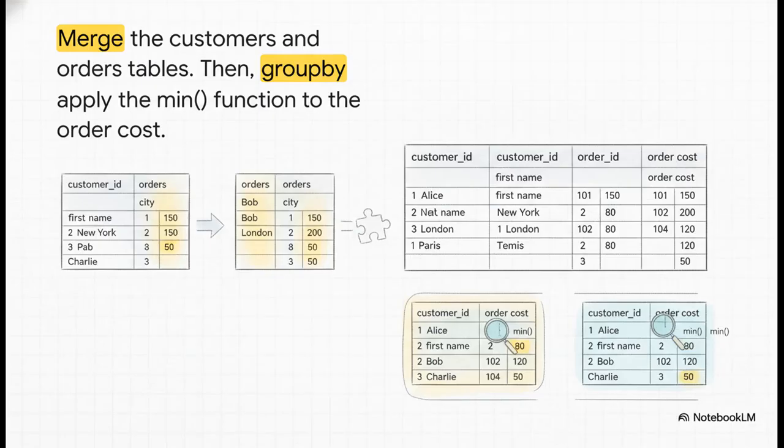The first step is using pd.merge to join our customers and orders tables on the customer ID. Once we have that single combined table, we can use the super powerful groupby method. We group by both the customer ID and first name, select the total order cost column, and then just apply the .min function to get our answer. Oh, and that .reset_index at the end? That just cleans up the output into a nice flat table for us.